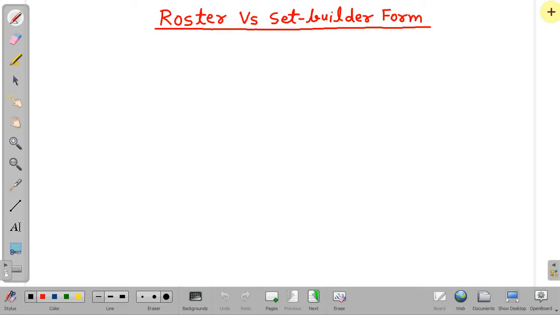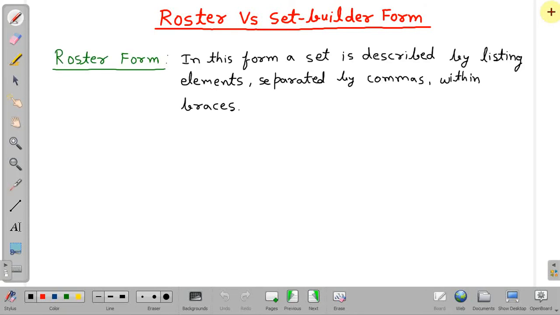In this lecture, we will discuss roster form and set builder form of a set. We normally describe sets in these two forms, roster form and set builder form. So we will discuss them one by one. What is roster form? In the roster form, a set is described by listing elements. All elements are listed and separated by commas within brackets.